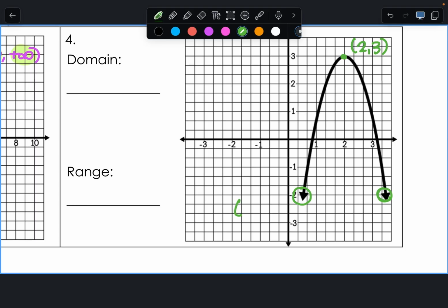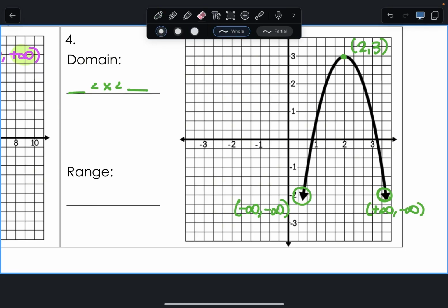What would you label it as? Negative. Negative. And then the right one? Positive, negative. Positive infinity, negative infinity. Good. All right. Let's write the domain. The only time domain is not all real numbers is if it doesn't have arrows. But this one does have arrows, so domain is going to be all real numbers.